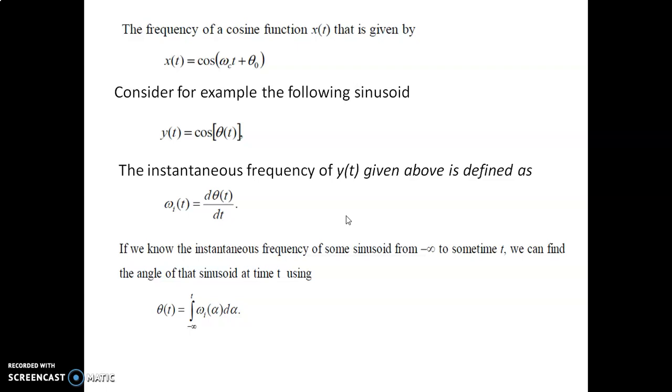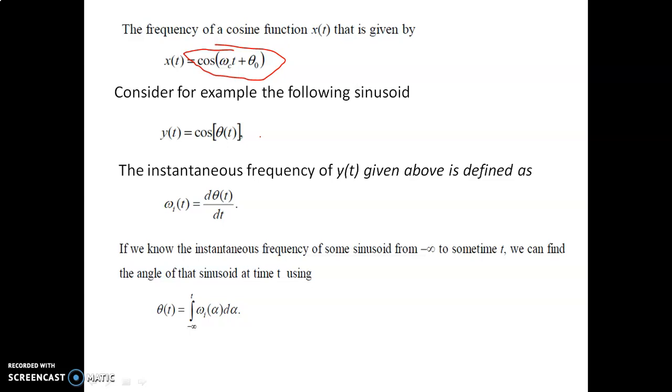If the frequency of any cosine function x(t) is given by cos(omega_c t + theta_0), it is equal to omega_c. It is a constant with respect to t, and the phase of the cosine is constant. The angle of the cosine, theta(t) = omega_c t + theta_0, has a linear relationship with respect to t.